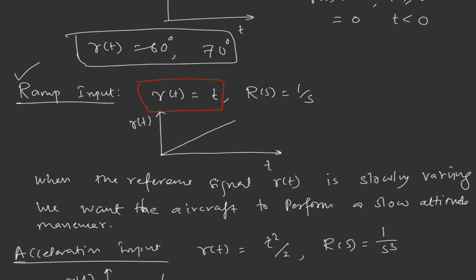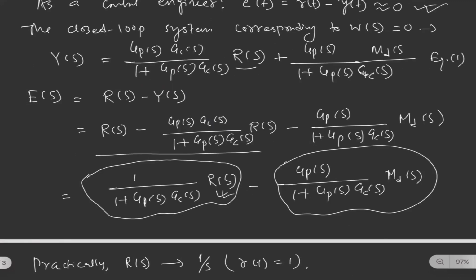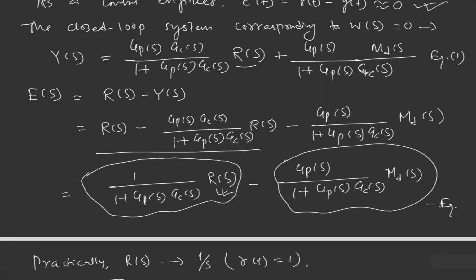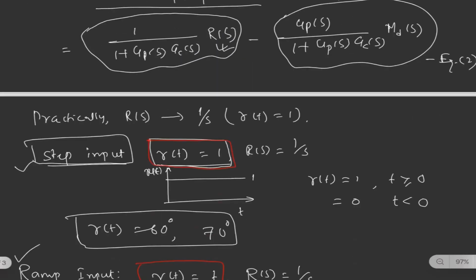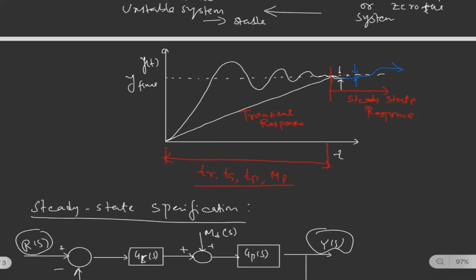Now we'd like to discuss more on this part. Let me write this as equation number 2. So using these signals, step input, ramp input, or acceleration input, how can we modify the system response in steady state? How can we modify the steady state part? This is the objective.